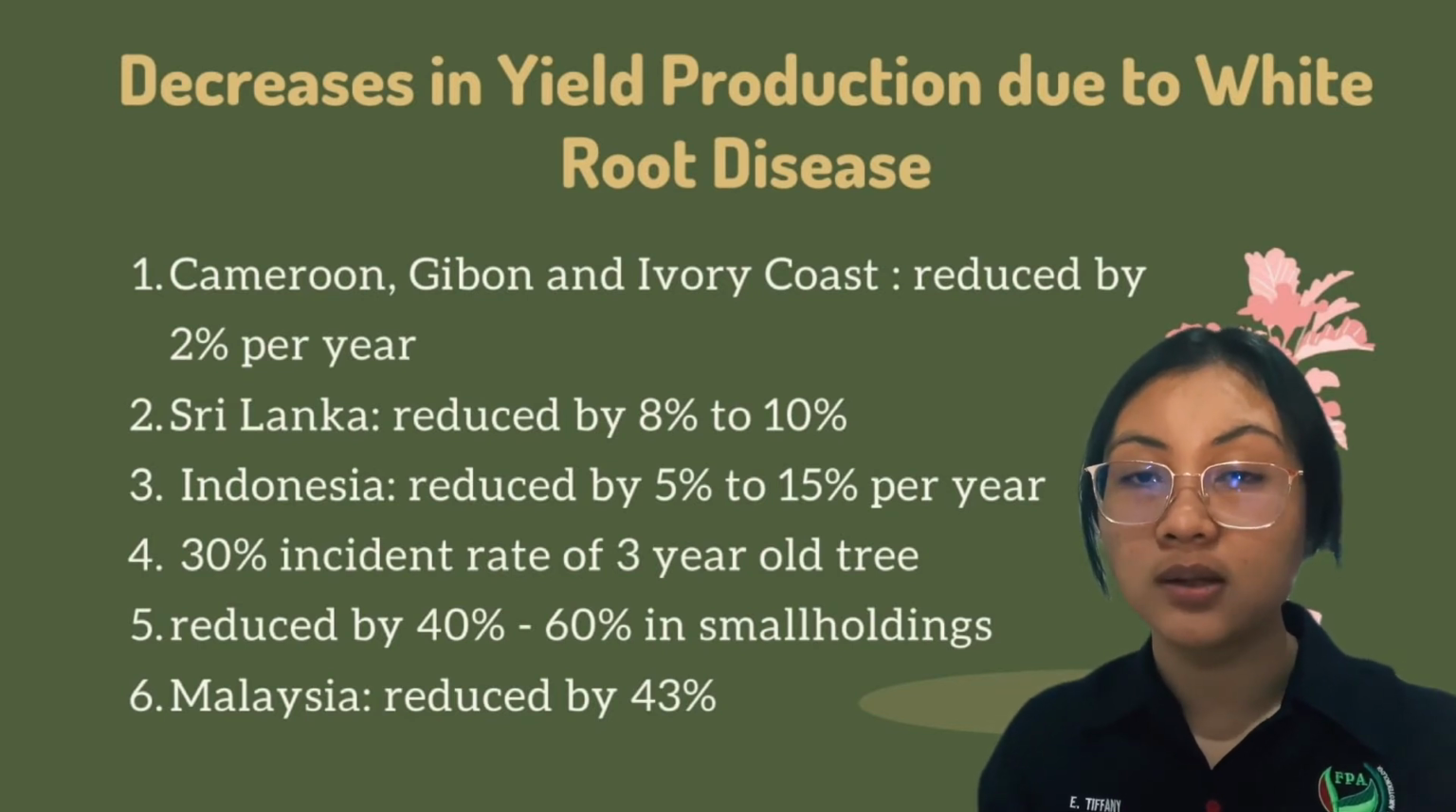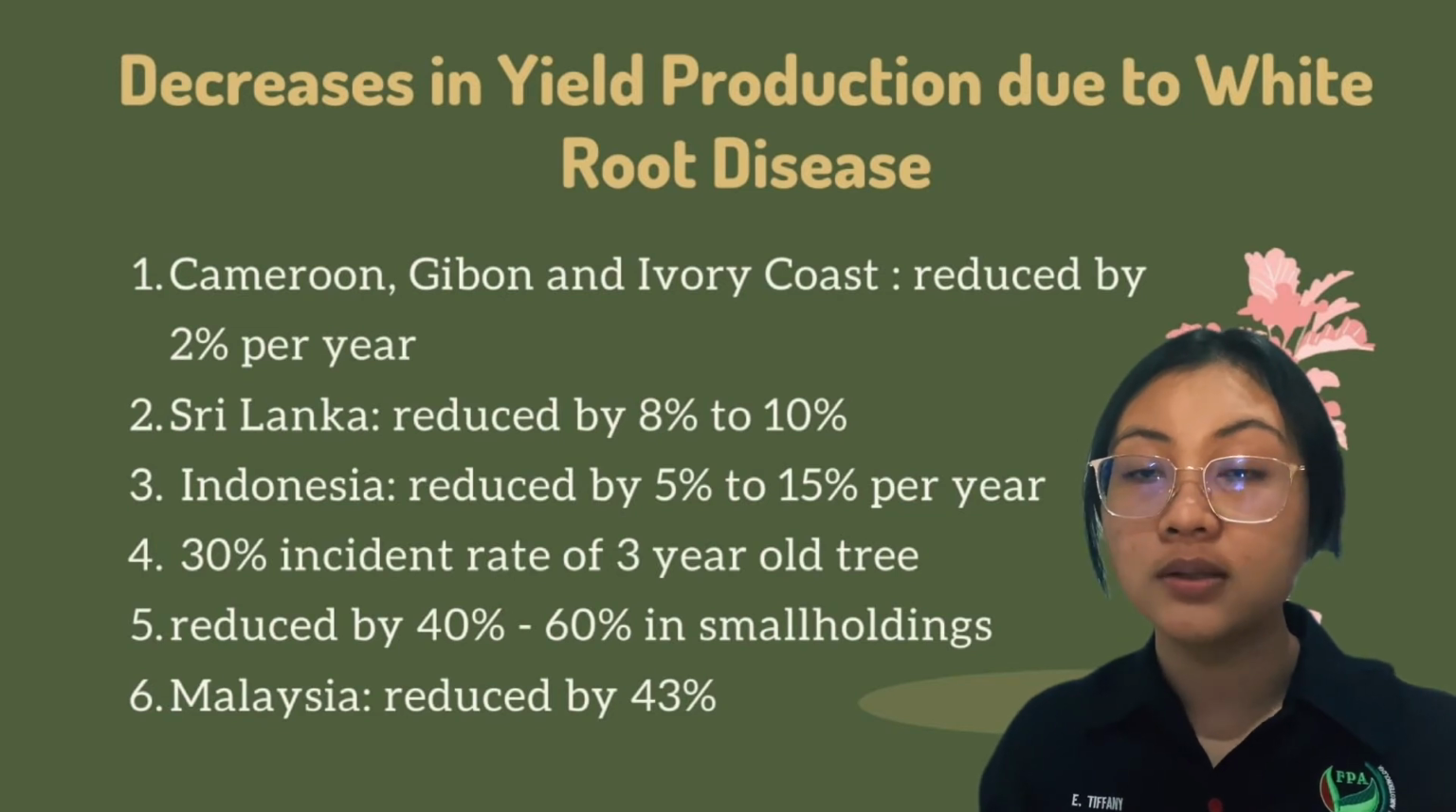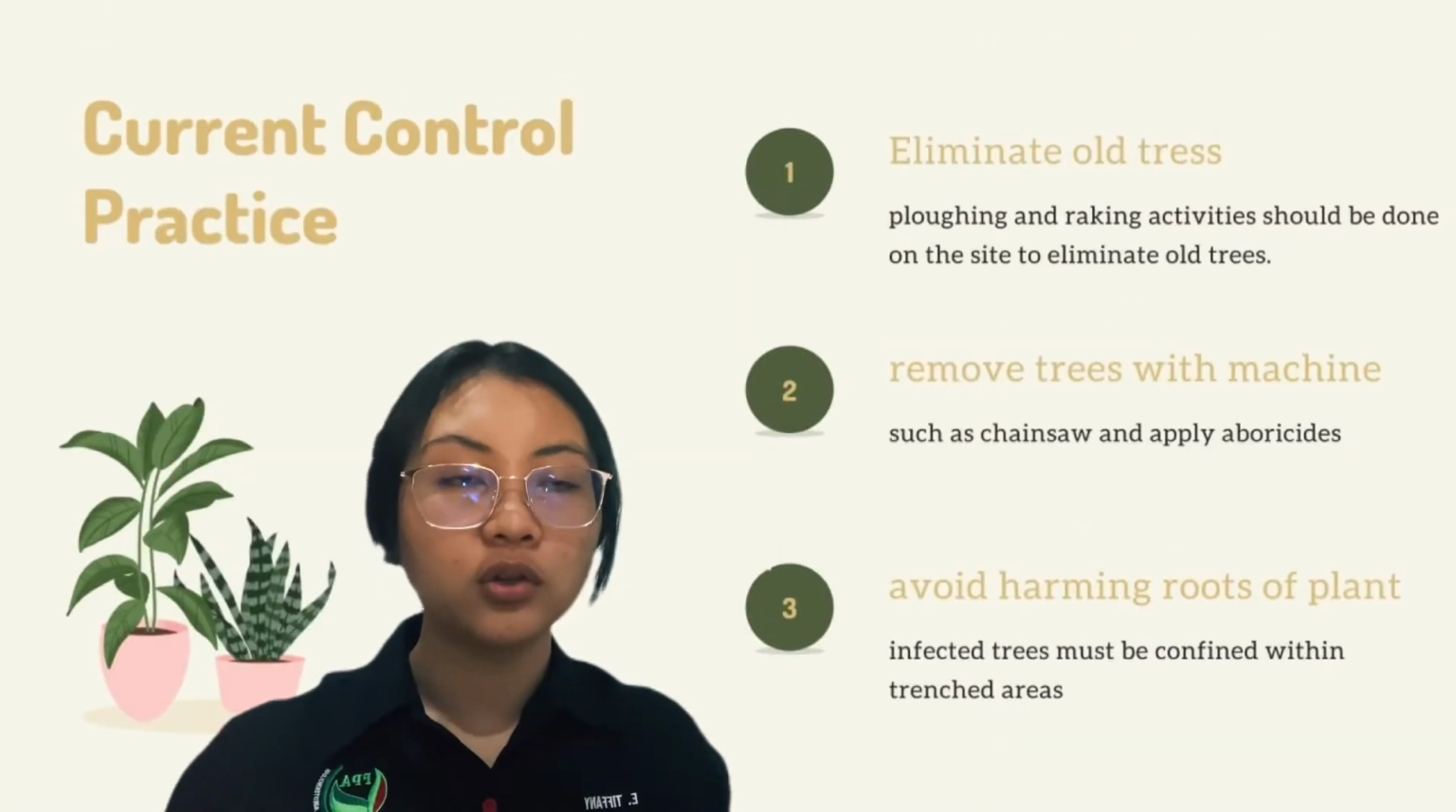White root disease was an issue for 43% of smallholders in Malaysia, according to a survey, though the incidence was not indicated. White root disease economics have been studied. Aside from the loss of yield due to tree death, the cost of treating root infections adds to the overall production cost. Current control practices.